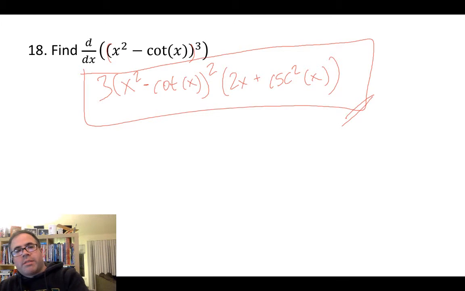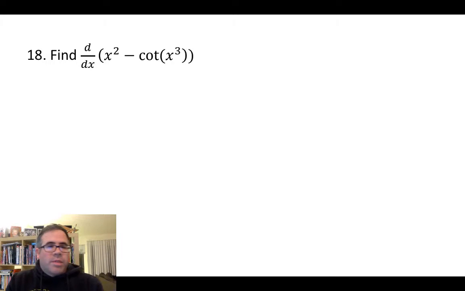Okay, moving on. Now, this one is find the derivative of, now notice the difference here is that instead of being a straight chain rule problem on the outside, this one is just separated by a negative, and we've moved the third power to the inside of cotangent. So we can treat these bit by bit.